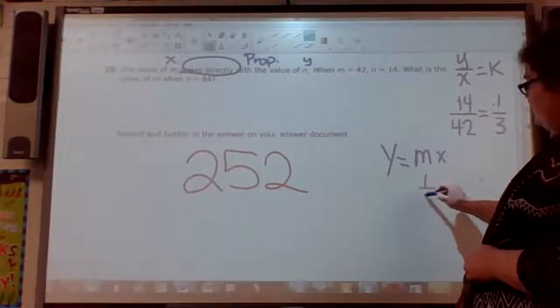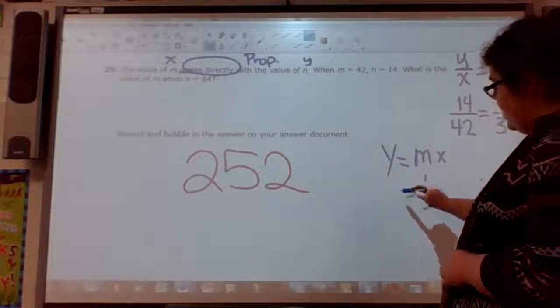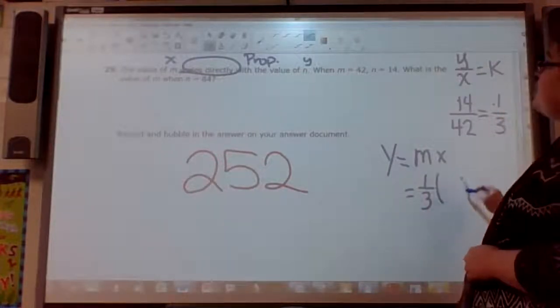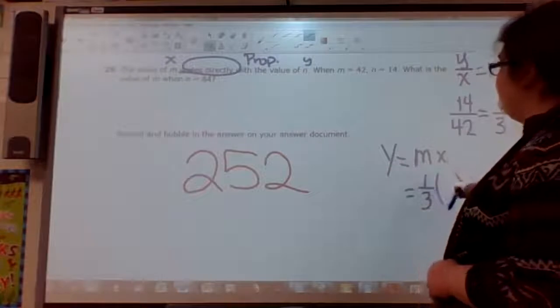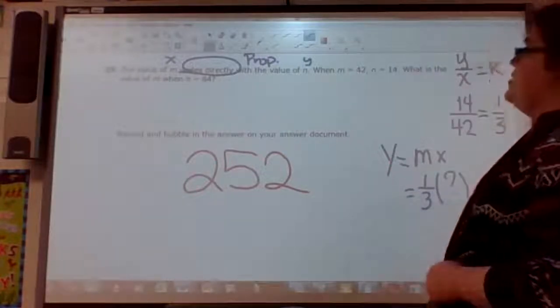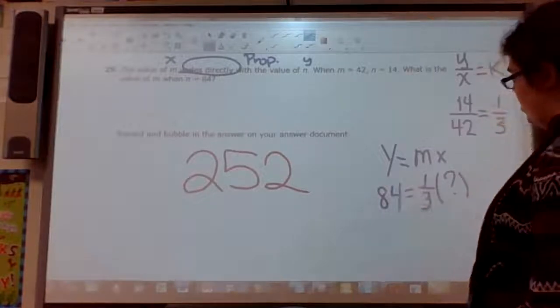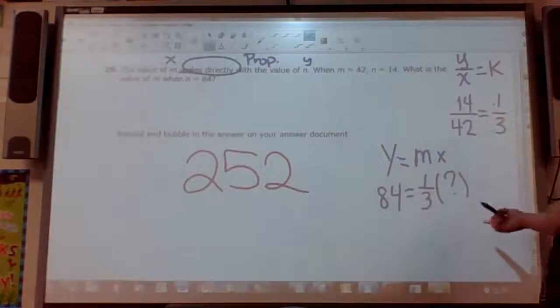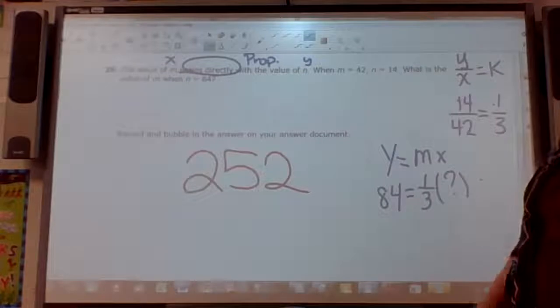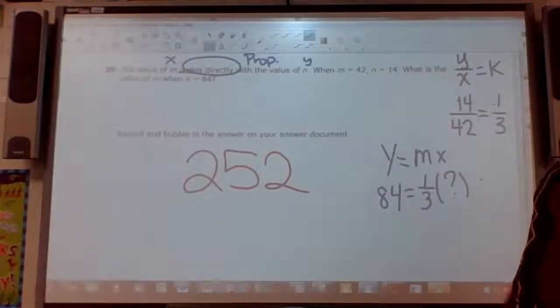That is my slope, and it tells me the value of m. So I don't know what x is, but I know my y is 84. Now I solve this equation. Instead of multiplying by 1/3, I'm dividing by 1/3.